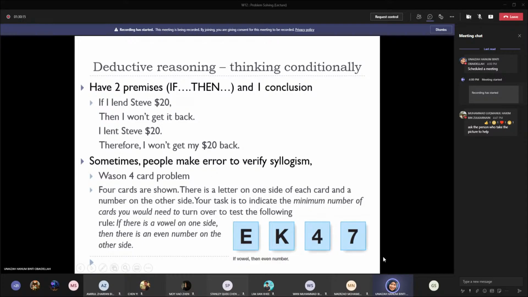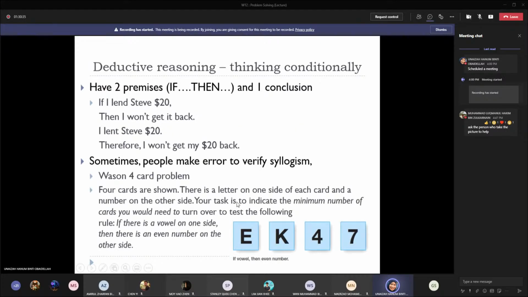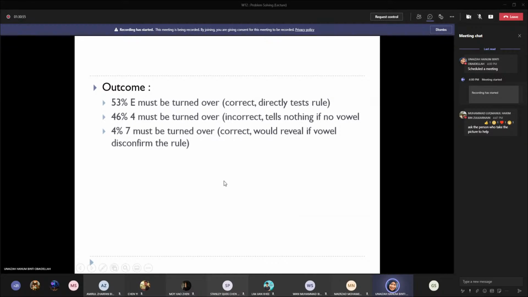So the idea of what you are trying to do is to prove whether or not any one of these will actually falsify the rule. In order to do that, you only need to turn 2 cards, which is basically correct: E and 7. This one doesn't matter, because it already states an even number on one side; you're actually looking for a vowel in front and not behind. So there you go.